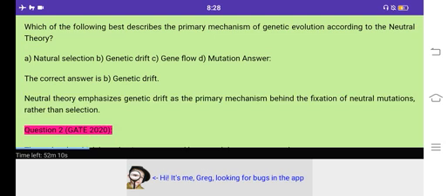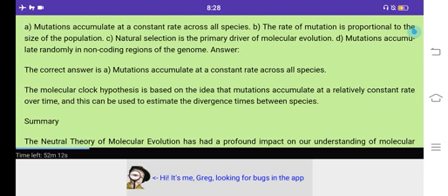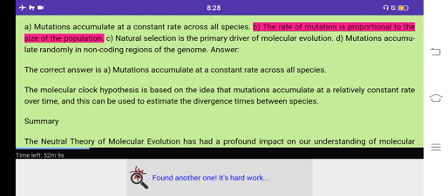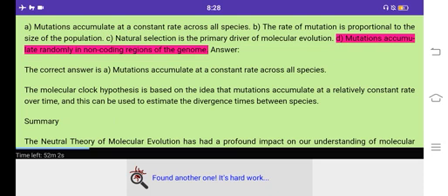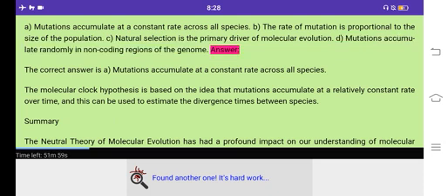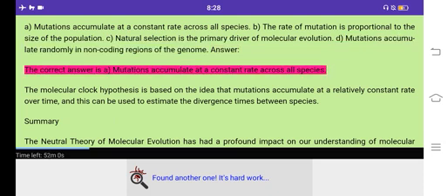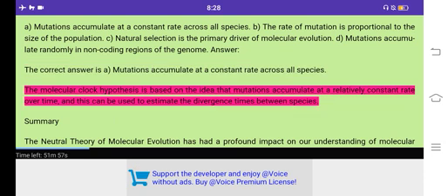Question 2, GATE 2020. The molecular clock hypothesis, as proposed by neutral theory, assumes that: A. Mutations accumulate at a constant rate across all species. B. The rate of mutation is proportional to the size of the population. C. Natural selection is the primary driver of molecular evolution. D. Mutations accumulate randomly in non-coding regions of the genome. Answer. The correct answer is that mutations accumulate at a constant rate across all species. The molecular clock hypothesis is based on the idea that mutations accumulate at a relatively constant rate over time, and this can be used to estimate the divergence times between species.